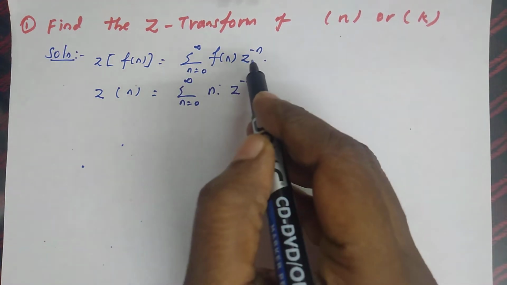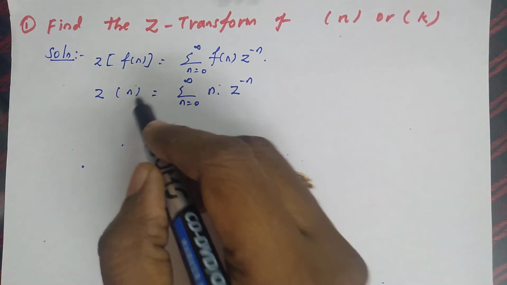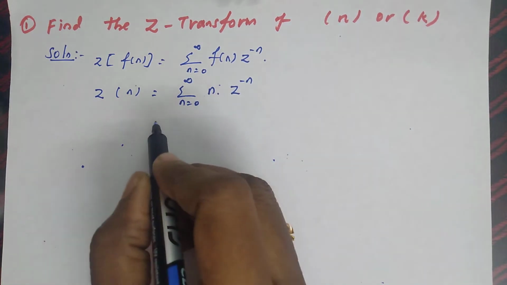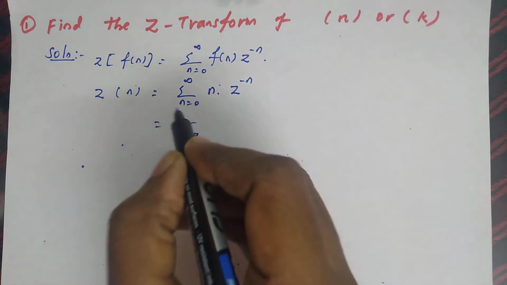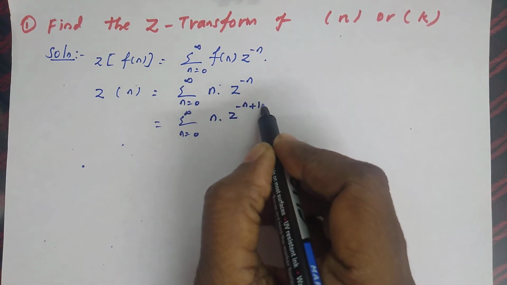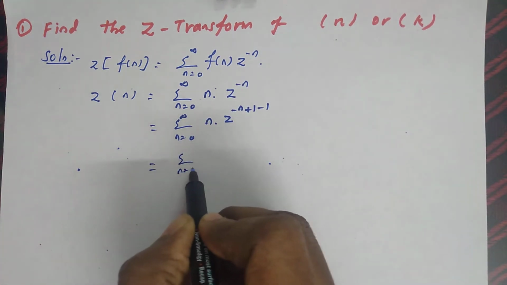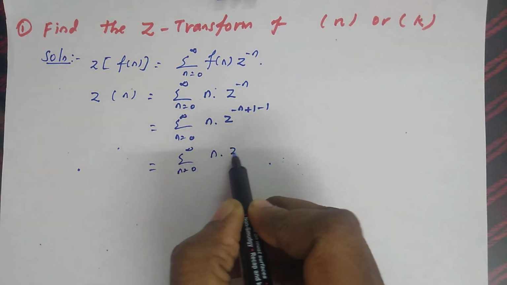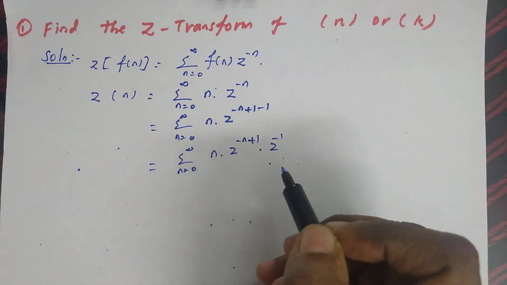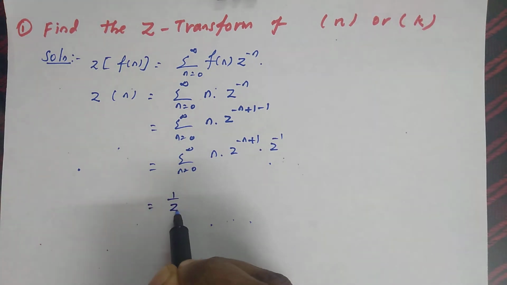So by the definition of Z transform we have f of n z power minus n. In this question the sequence is n, so n into z power minus n. In the next step we are going to add and subtract 1 in z. So sigma n equal to 0 to infinity n into z power minus n, adding and subtracting 1. Then sigma n equal to 0 to infinity n into z power minus n plus 1 into, for this minus 1 we are writing z power minus 1, and the minus 1 can be written as 1 by z.